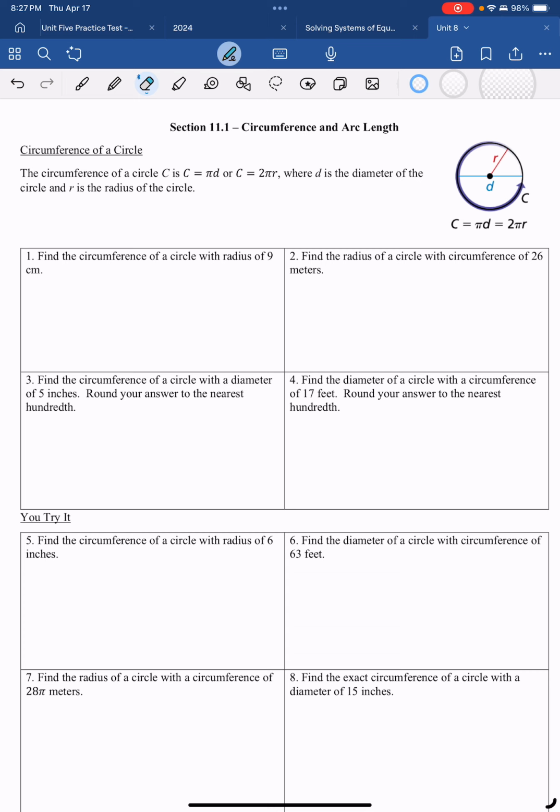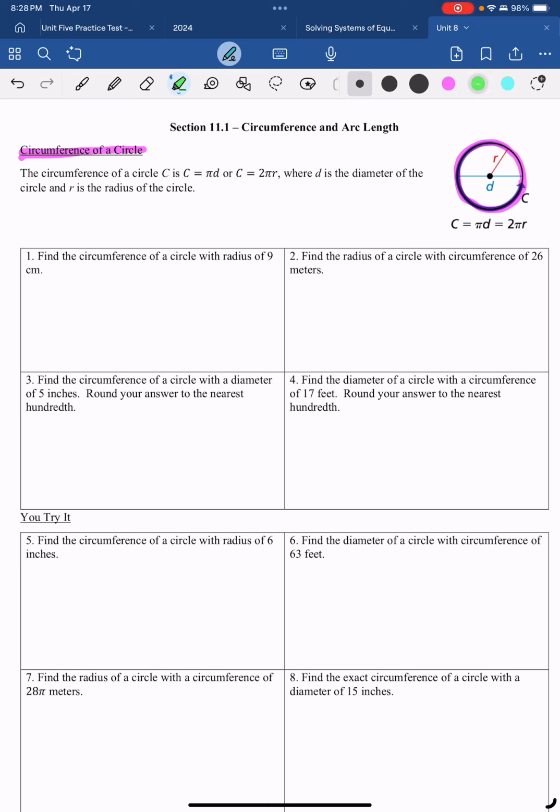In section 11.1, circumference and arc length, we're going to start to look at some vocabulary specific to circles. So starting off with the vocabulary term circumference. The circumference of the circle is basically the distance around the circle. So in this diagram here would be our circumference, that distance around.